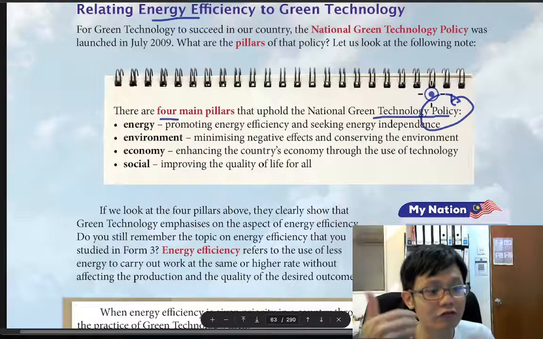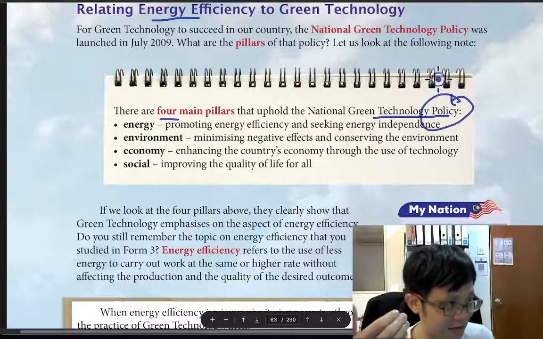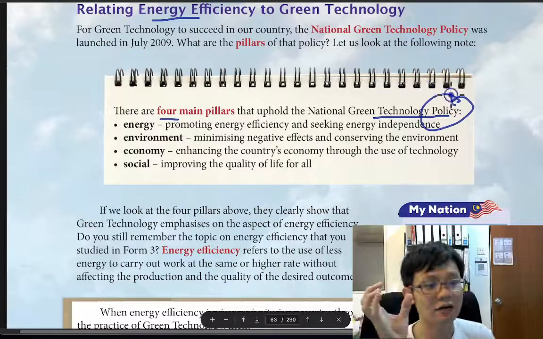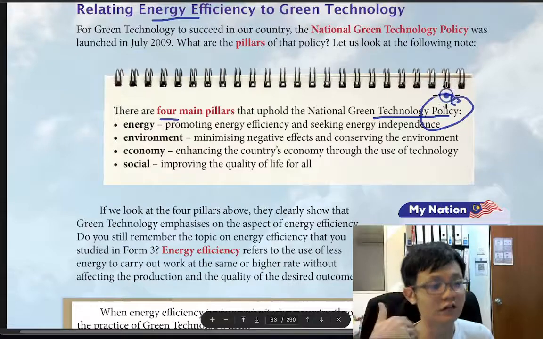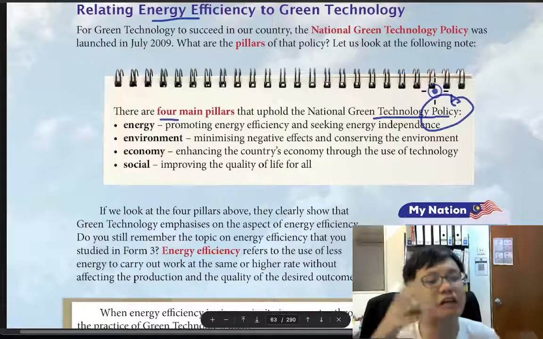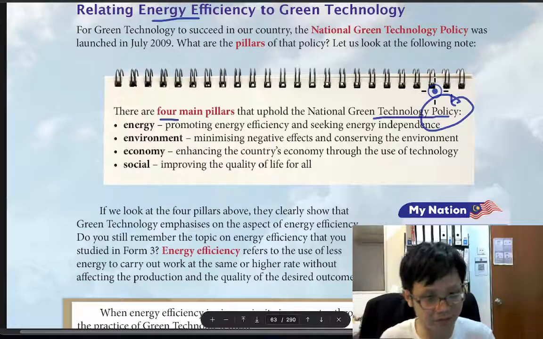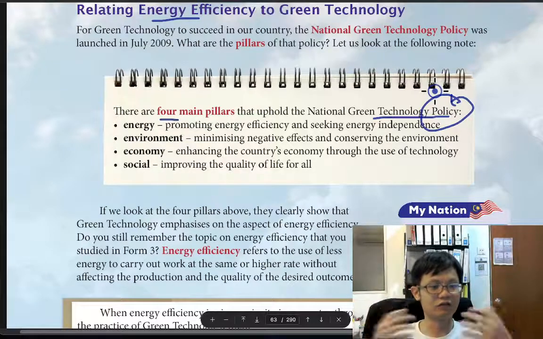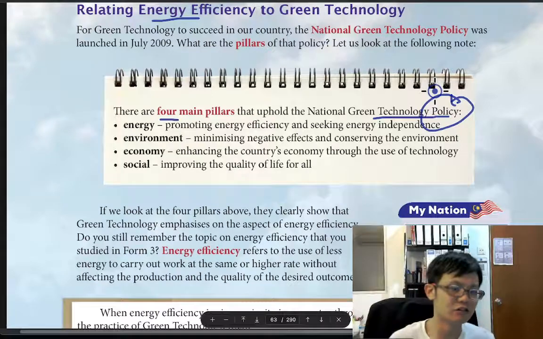So how do you make a policy? The first thing is, before you make the policy, you need to know what you want. Like if you want to make a procedure, you must know what you want. If you don't know what you want, then how are you going to make the policy?